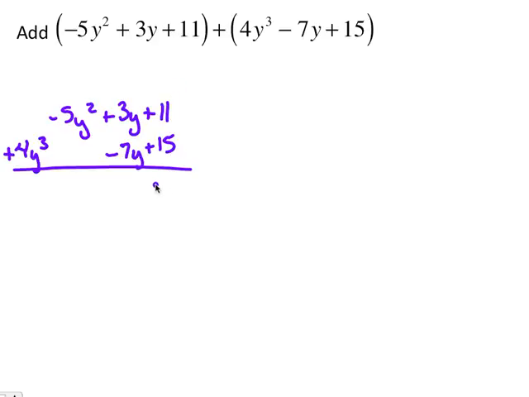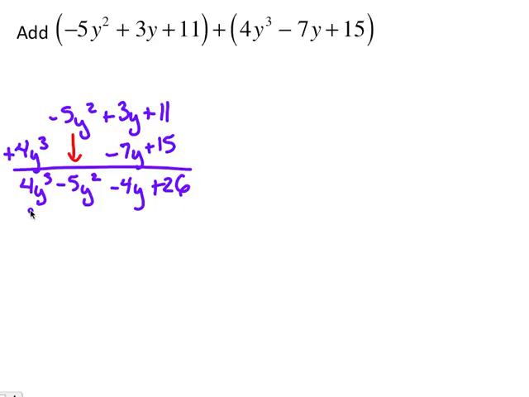So 11 plus 15, it's already set up for you there, it's 26. 3y plus negative 7y is negative 4y. Now this one, the 5y squared, I don't have another y squared to add to it, so you just drop that straight down and leave it the same. And then the same thing for the 4y to the third. I don't have another one to add to it, so it comes straight down. And so that's your answer.